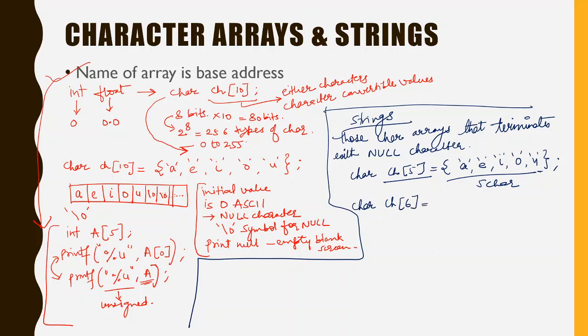If I write a, e, i, o and u, and then I close it, the space is available for 6 characters. So the first 5 spaces will be taken by these characters, and the last space, with the fifth index, will hold the null character. So this would end as a null character. This particular character array is ending at a null character, so this is a valid string.